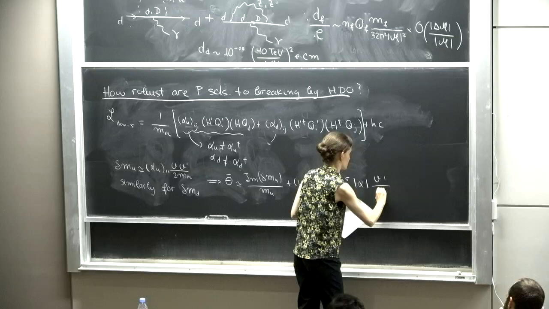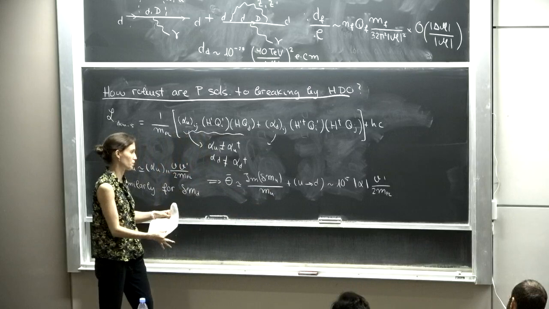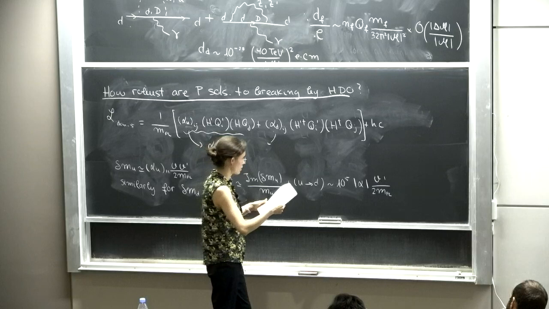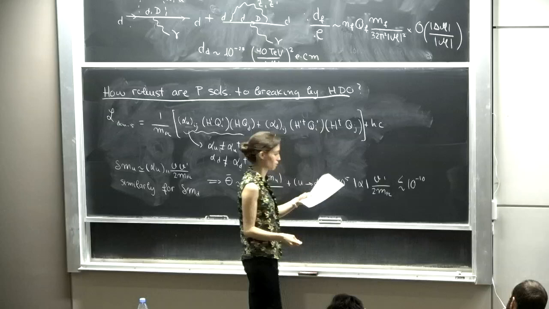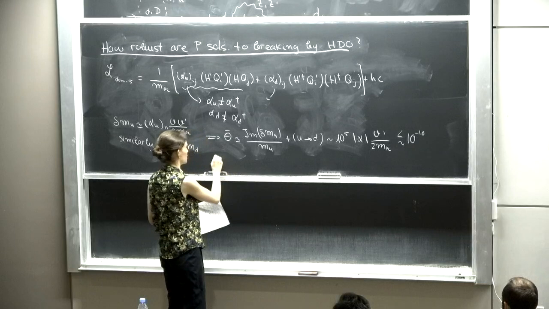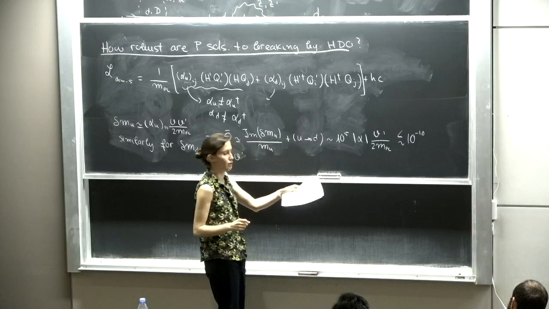Okay, where mod alpha here just refers to the typical overall size of the entries in this matrix in some general way. So we obviously want this thing to remain smaller than 10 to the minus 10 for this not to completely destroy our nice solution to the strong CP problem. And if we turn this around, it becomes an upper bound on how large the parity breaking scale can be.